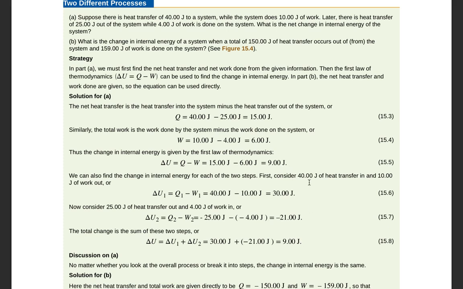So both ways work. The difference is that this is a bit longer stepwise, and you have to be careful with these negatives. If these negatives aren't there, you'd have 25 minus 4, which gives you 21. But then when you're putting it all together, you're going to have 30 plus 21. You're going to have 51 joules, which is not the correct answer.